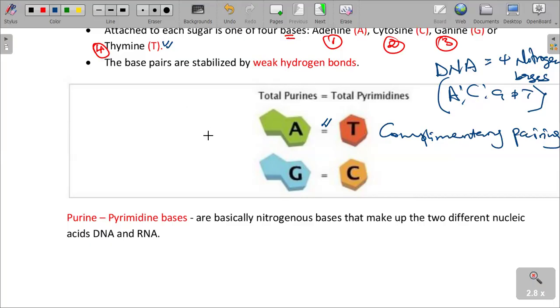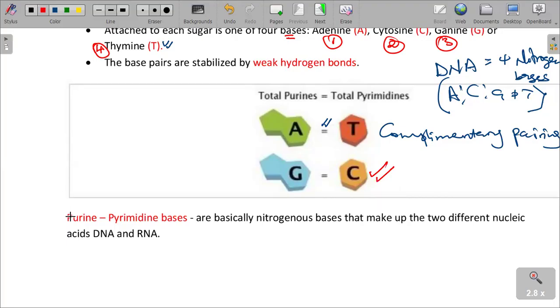I'm sure you can see we are saying G and C, which means G pairs with what? With the C, as you can see here. So what are purine and pyrimidine bases? Basically, these are nitrogen bases that make up the two different nucleic acids, the DNA and RNA. The purine and pyrimidine bases are nitrogen bases that make up the nucleic acids.